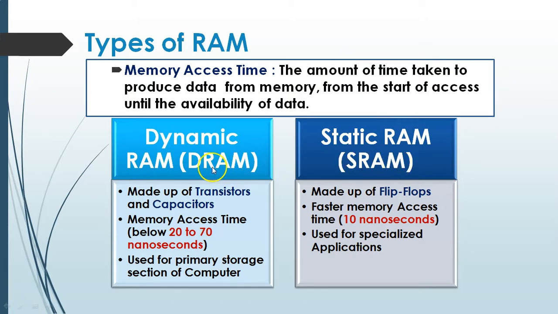The DRAM is made up of transistors and capacitors, whereas the static RAM is made up of flip-flops. So the electronic composition is different, and the memory access time of dynamic RAM is 20 to 70 nanoseconds. It's a range, and for the static RAM it's only 10 nanoseconds. So we can see that SRAM is much faster than DRAM. The DRAM is primarily used for the main memory of the computer, whereas SRAM is used for specialized applications where we need faster processing.